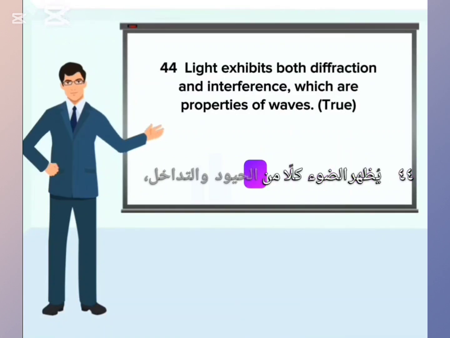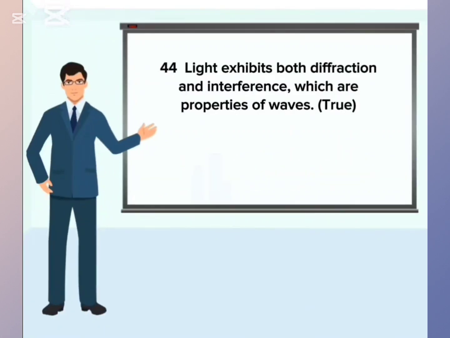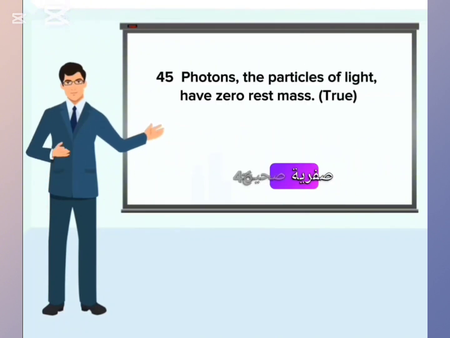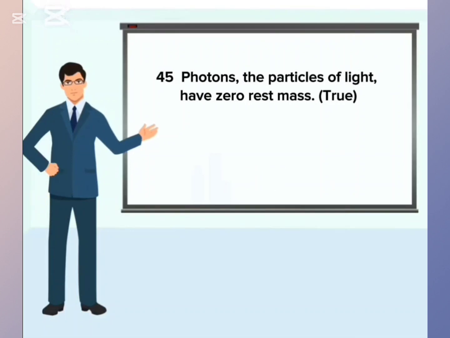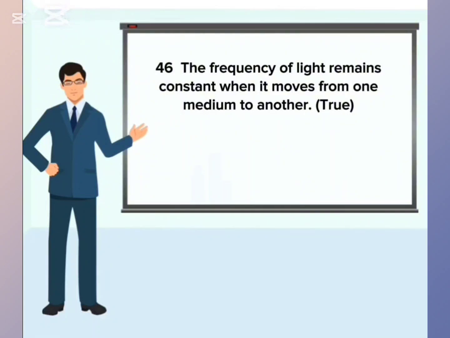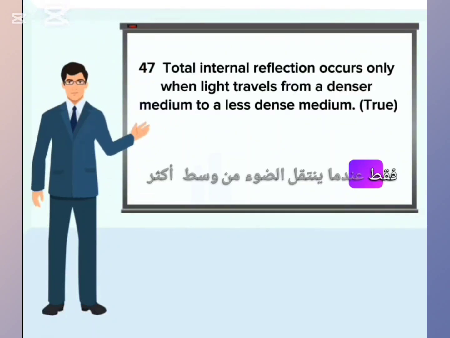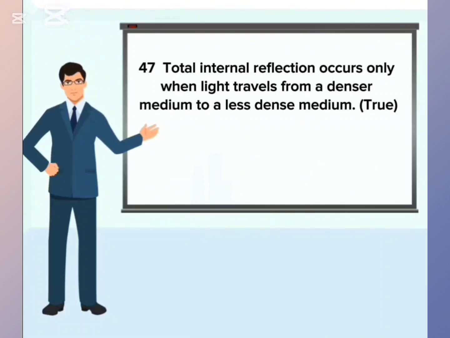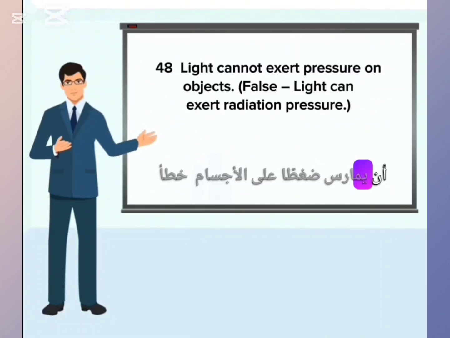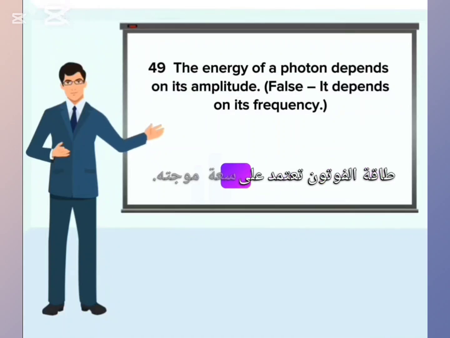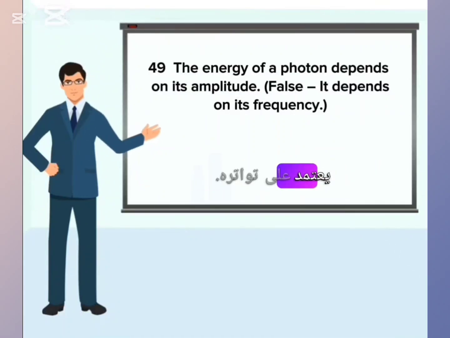44. Light exhibits both diffraction and interference, which are properties of waves. True. 45. Photons, the particles of light, have zero rest mass. True. 46. The frequency of light remains constant when it moves from one medium to another. True. 47. Total internal reflection occurs only when light travels from a denser medium to a less dense medium. True. 48. Light cannot exert pressure on objects. False. Light can exert radiation pressure. 49. The energy of a photon depends on its amplitude. False. It depends on its frequency.